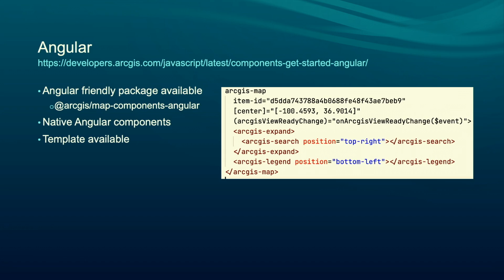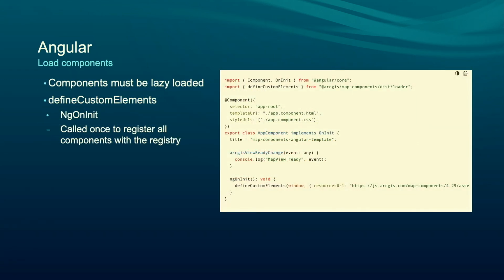So there's also a help topic on Angular. There's an Angular-friendly package. It's available at ArcGIS Map Components Angular. When you work with this, you're working with the components as if they were native Angular components. There's also a starter template available for you if you're an Angular developer. You can check that out. With Angular, you have to lazy load the components. You use define custom elements in this ngOnInit in the first module you have that's using the components. So it's called that one time, and we'll handle registering the components.